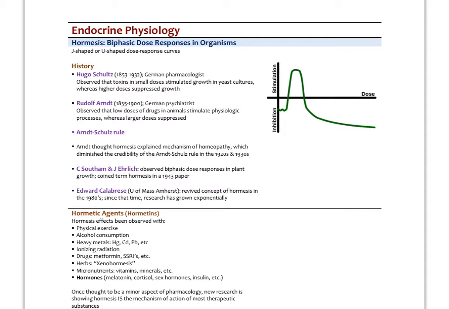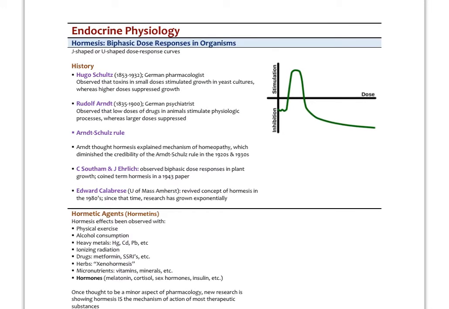So Hugo Schultz was a German pharmacologist back in the late 1800s, and Rudolf Arndt was a German psychiatrist who worked with Schultz, and they came up with what's called the Arndt-Schultz rule. And this really described this phenomenon that very low doses of a substance, and they looked at, for example, phenol, which is toxic, and its effects on yeast cultures.